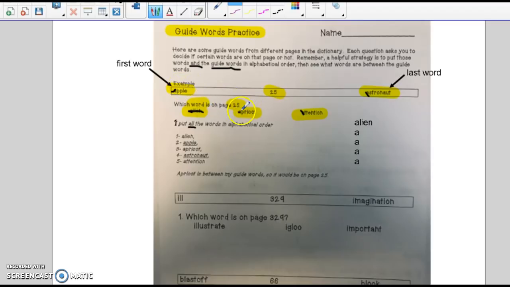Then we have P, P, S, T. A, B, C, D, E, F, G, H, I, J, K, L, M, N, O, P. Well, we have 2 P words. I'm just going to go ahead and go P, P. We can come back and look at those. S and T, Q, R, S. So astronaut will go next. And then my last word is going to be attention. We're done with those.